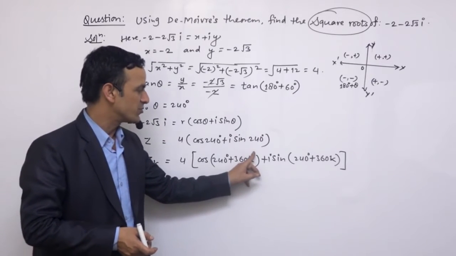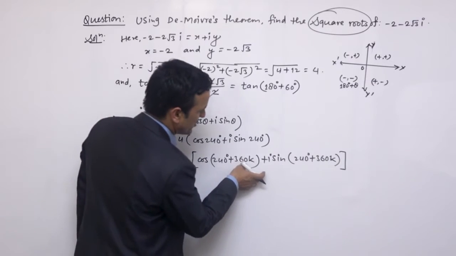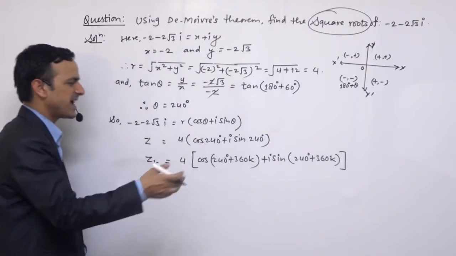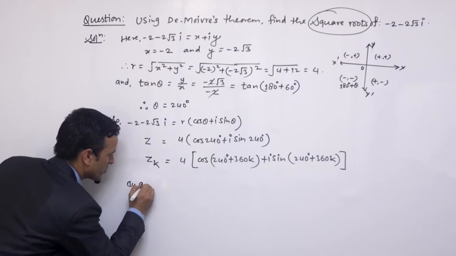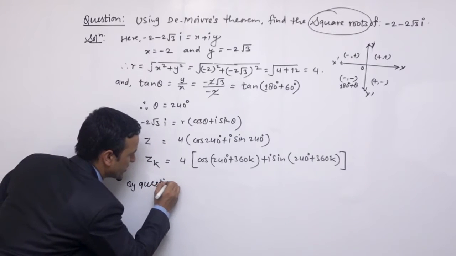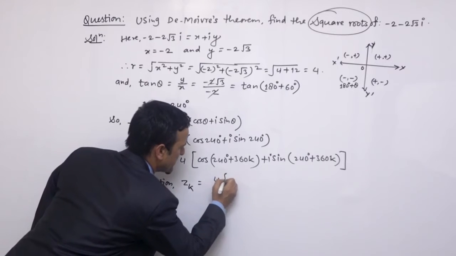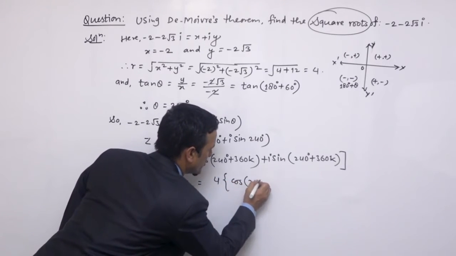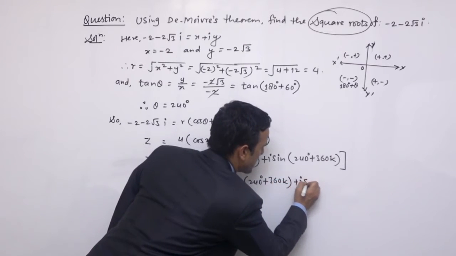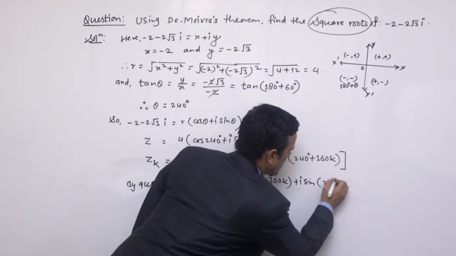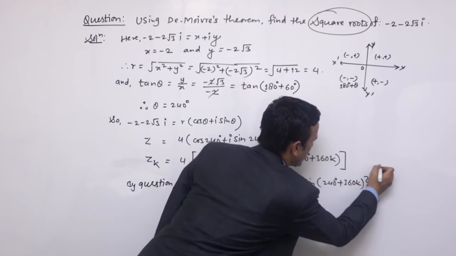So 360 into 1, 360 into 2. When you turn one revolution, different values come out. So in this way, by the question, zk is equal to 4 times cos 240 plus 360k plus I sin 240 plus 360k, whole power 1/2.